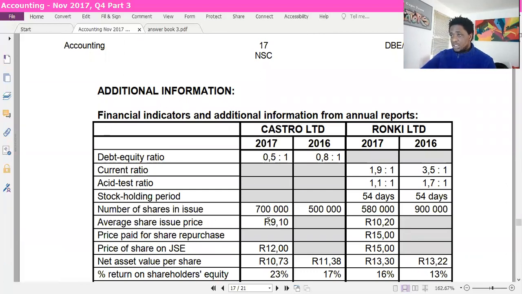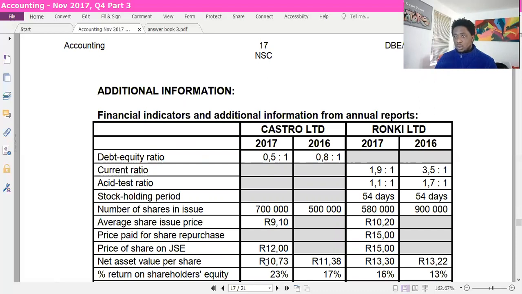The average issue price is R9.10. They didn't have a repurchase, so they didn't pay anything for a repurchase. The shares are trading at 12 Rand on the JSE, and also the net asset value per share, which is the true value of the shares, is 10.73, but they issued the shares at R9.10. So my comment on this, the way I see it, is that if they had issued the shares on the JSE, they would have managed to raise more capital because they would have sold each share for 12 Rand.